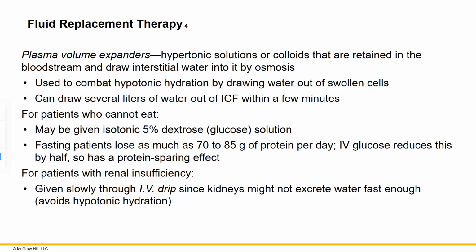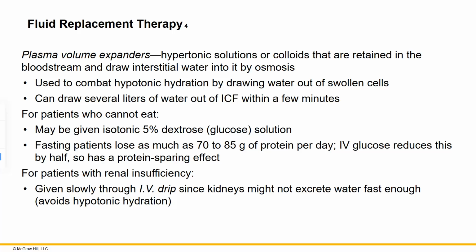Plasma volume expanders, hypertonic solutions or colloids that are retained in the bloodstream and draw interstitial water into it by osmosis, are used to combat hypotonic hydration by drawing water out of swollen cells. They can draw several liters of water out of the intracellular fluid within a few minutes.